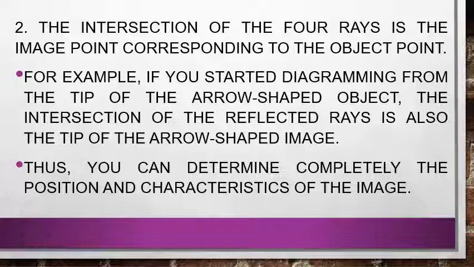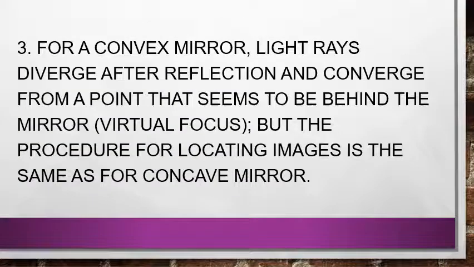For example, if we started diagramming from the tip of the arrow-shaped object, the intersection of the reflected rays is also the tip of the arrow-shaped image. Thus, you can determine completely the position and characteristics of the image. Number 3. For a convex mirror, light rays diverge after reflection and appear to converge from a point behind the mirror, or virtual focus. But the procedure for locating images is the same as for concave mirror.